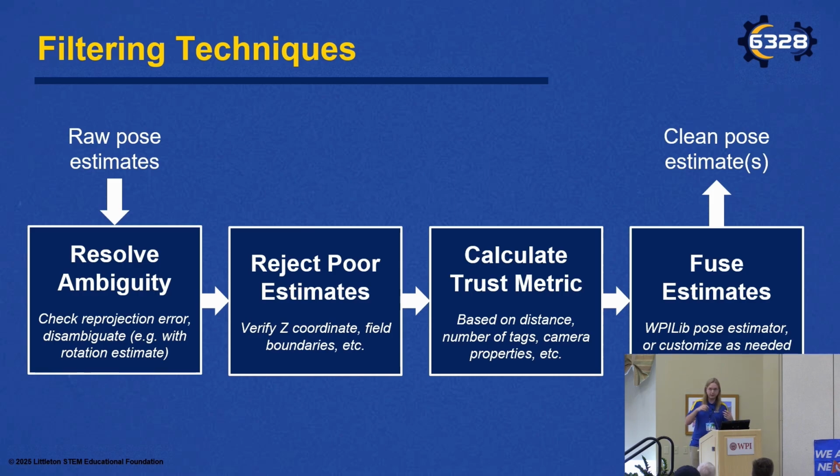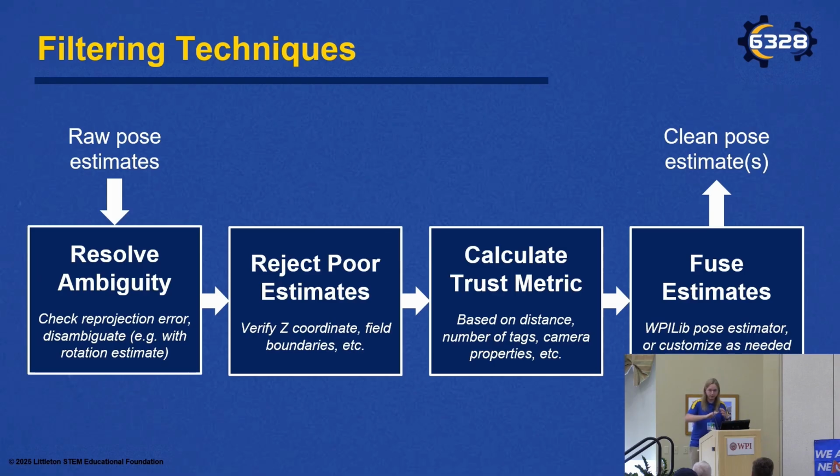Each of the estimates that we're capturing from our cameras, we need to calculate that metric separately though. So we include metrics like the distance to the tags, or in our case specifically the square of the distance, looking at the number of tags, properties of the camera. For example, zoomed cameras tend to be less noisy because the tags are bigger in frame.